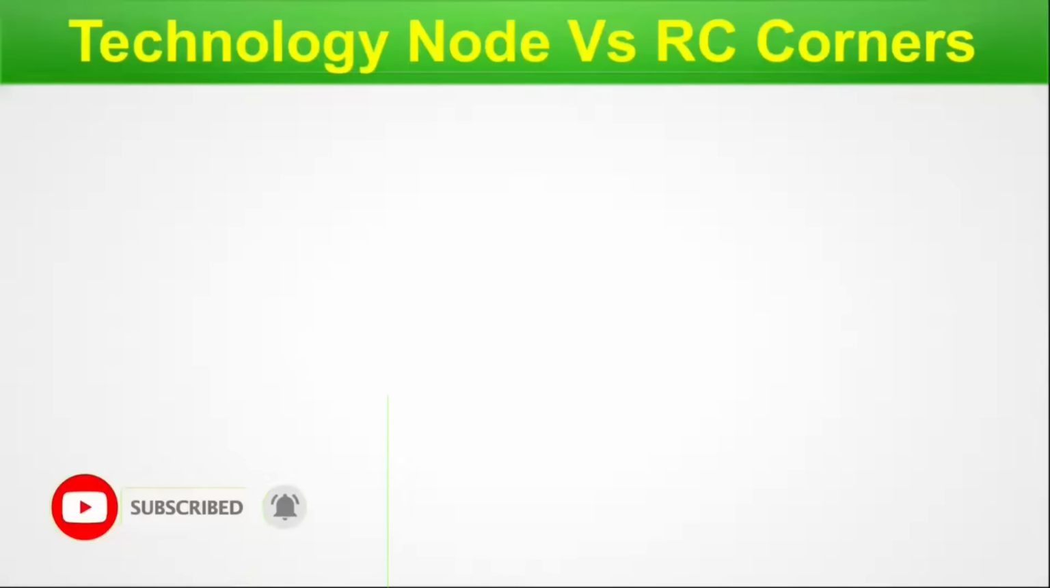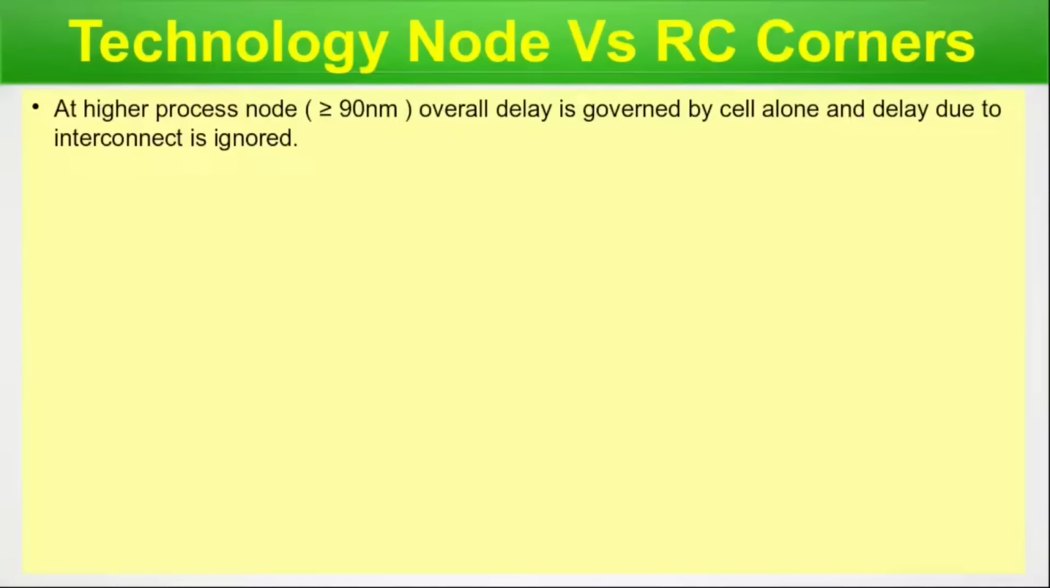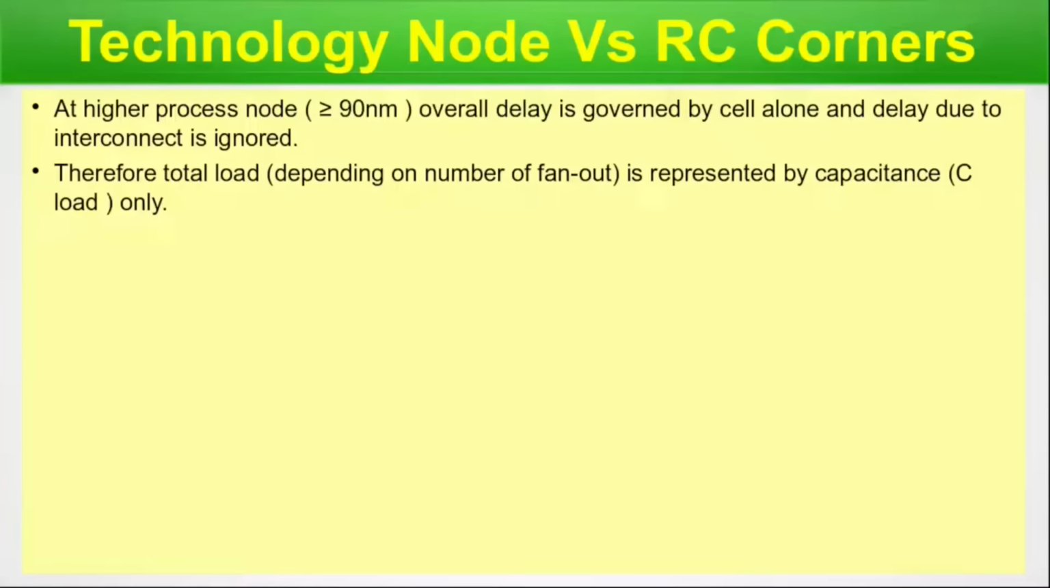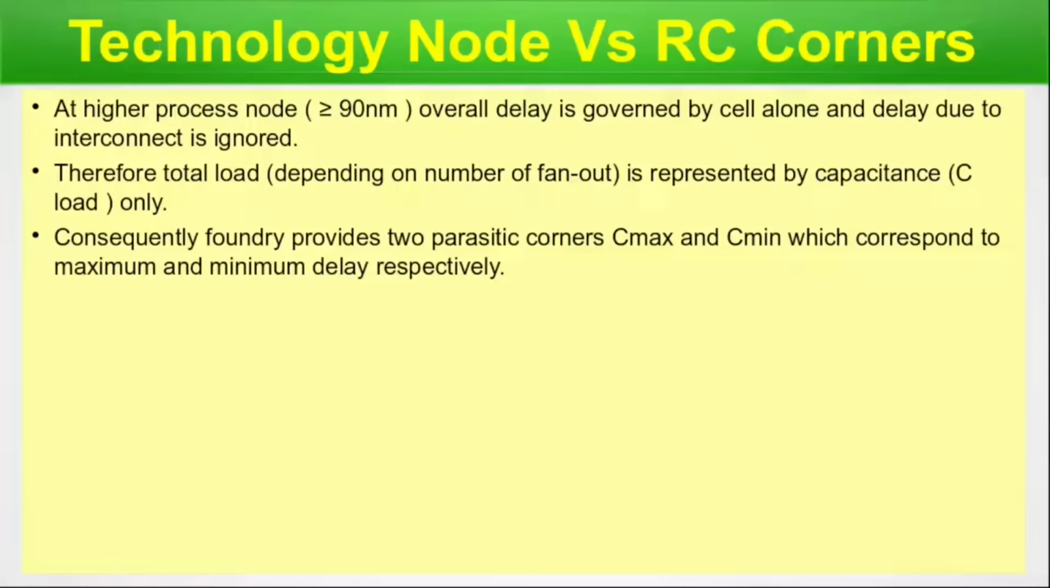Technology node versus RC corners. At higher process nodes greater than 90 nanometer, overall delay is governed by the cell alone and delay due to the interconnect is ignored. Therefore, total load depending on the number of fan out is represented by the capacitance only. So this is the picture above 90 nanometer, say 130 nanometer or 180 nanometer. All those nodes will have this kind of characteristics as highlighted by these two bullets. Consequently, foundries provide two parasitic corners, that is Cmax and Cmin, which correspond to maximum and minimum delay respectively.